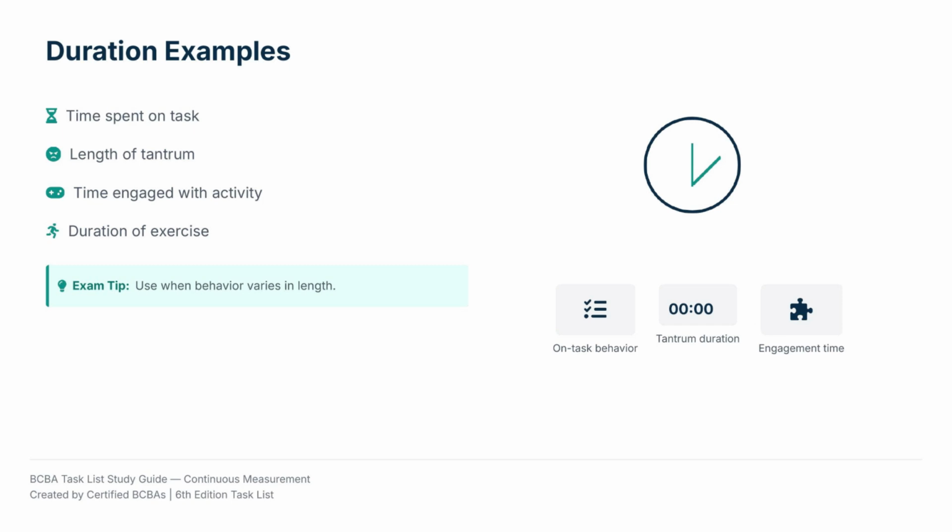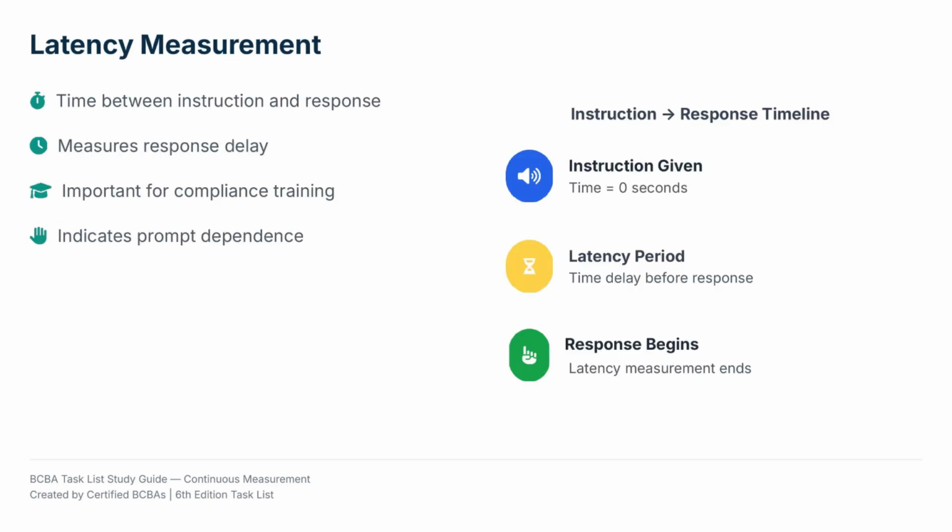Duration is particularly useful when behaviors vary in length, because counting occurrences alone would not accurately reflect behavior intensity. Latency measures the time between a stimulus or instruction and the initiation of a response. In other words, latency captures how long it takes for behavior to begin after a cue is presented. For example, if a teacher gives the instruction, "Start your homework," latency would be the time between the instruction and a student beginning the task.